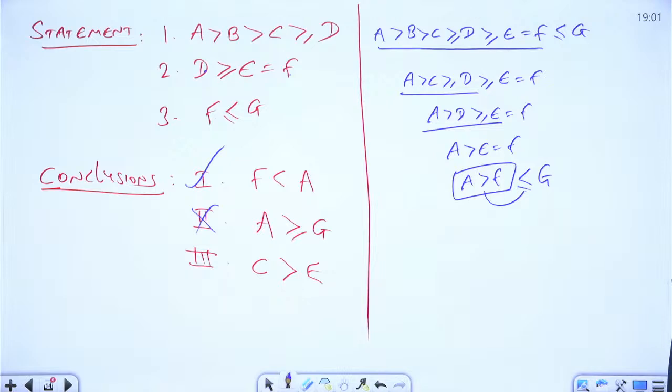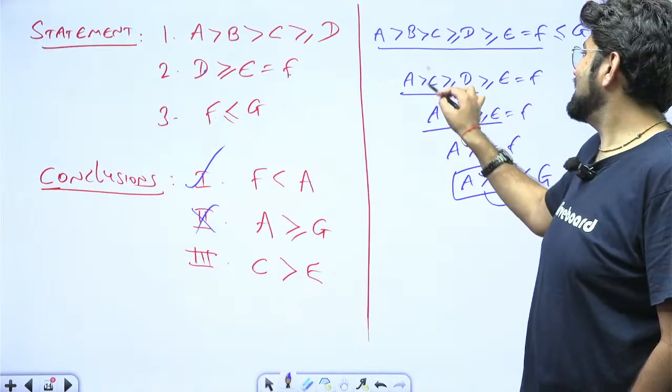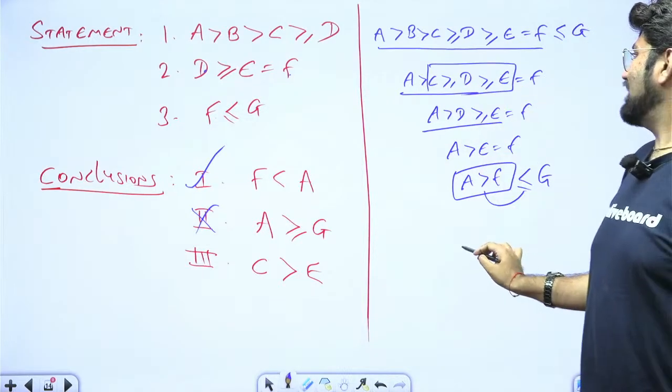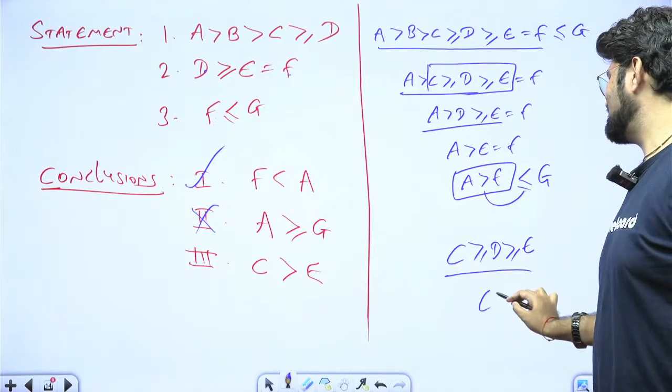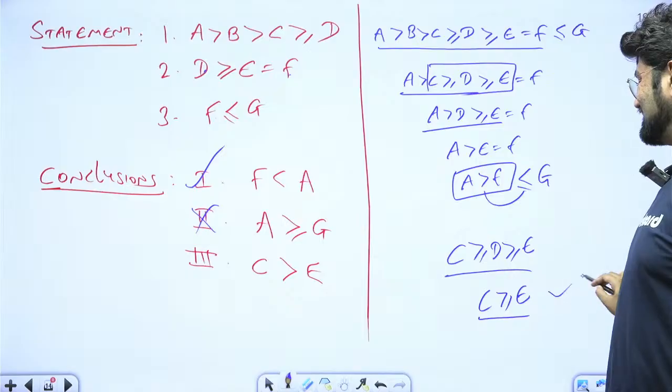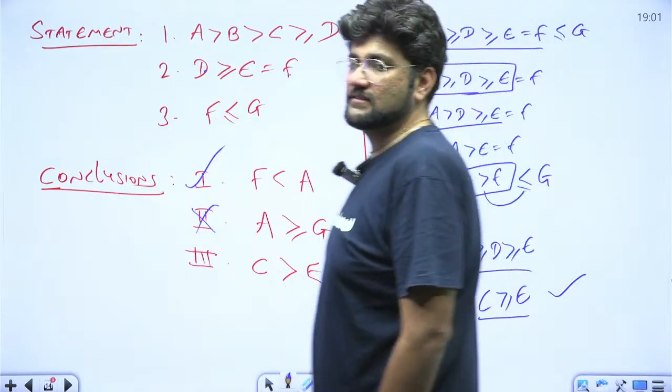Okay. And C is greater than E. For C and E, we can pick up this one. So we have C greater than equal to D greater than equal to E. Can we conclude that C is greater than equal to E? Yes, C is greater than equal to E. But here it is written C is greater than E.